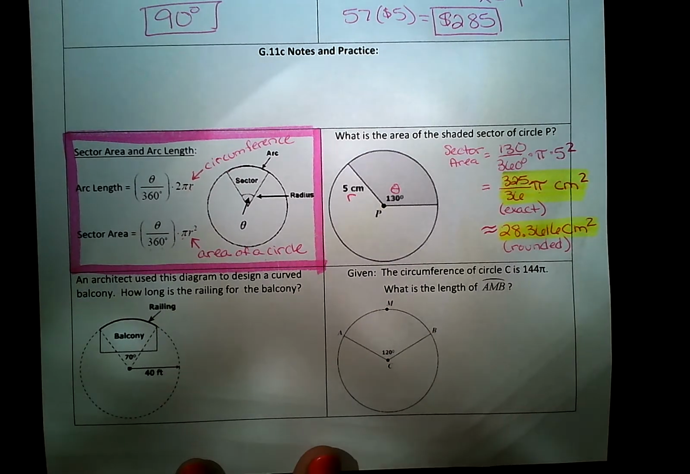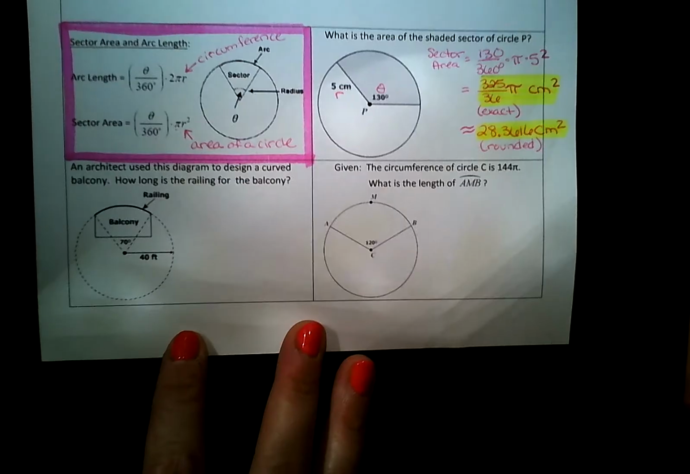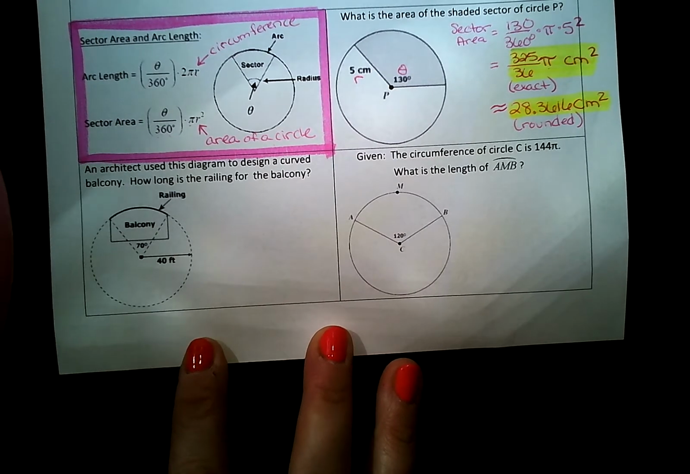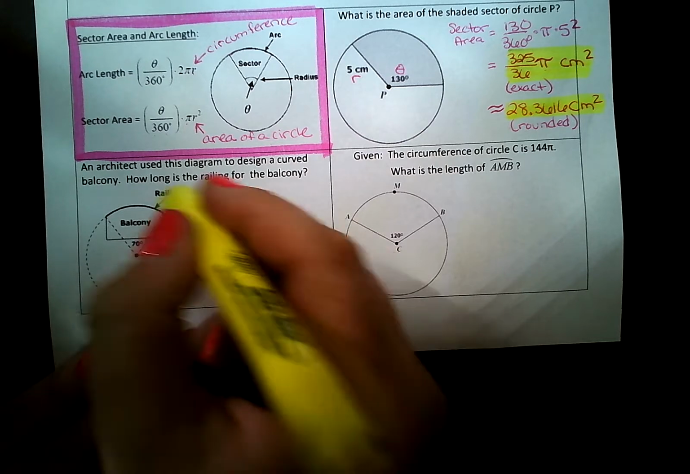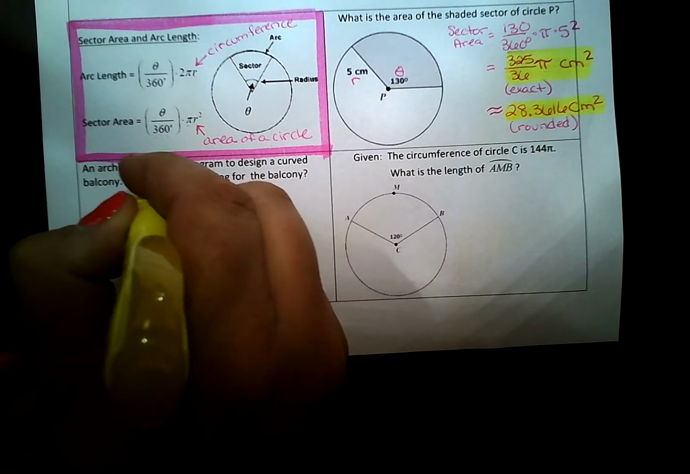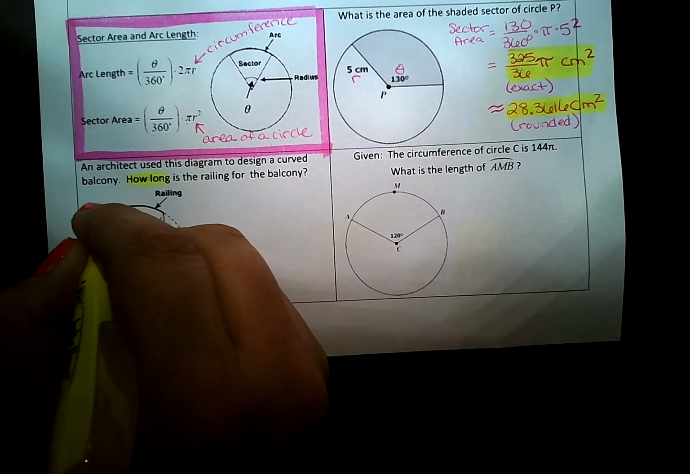All right, our next example, let me slide this up a little, better light. There we go. Our next example says, An architect used this diagram to design a curved balcony. How long is the railing for the balcony? There's that important question. How long is the railing? So in my picture, here's the railing, and I want to know how long it is.